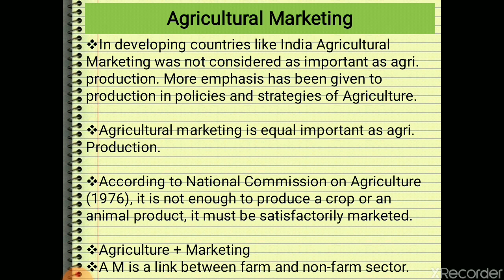But no one was talking about agriculture marketing. But agriculture marketing is as important as agriculture production, and according to the National Commission on Agriculture, it is not enough to produce a crop or animal product, it must be satisfactorily marketed. So when marketing is added to agriculture, it becomes agriculture marketing. And agriculture marketing is a linkage between the farm sector and the non-farm sector.